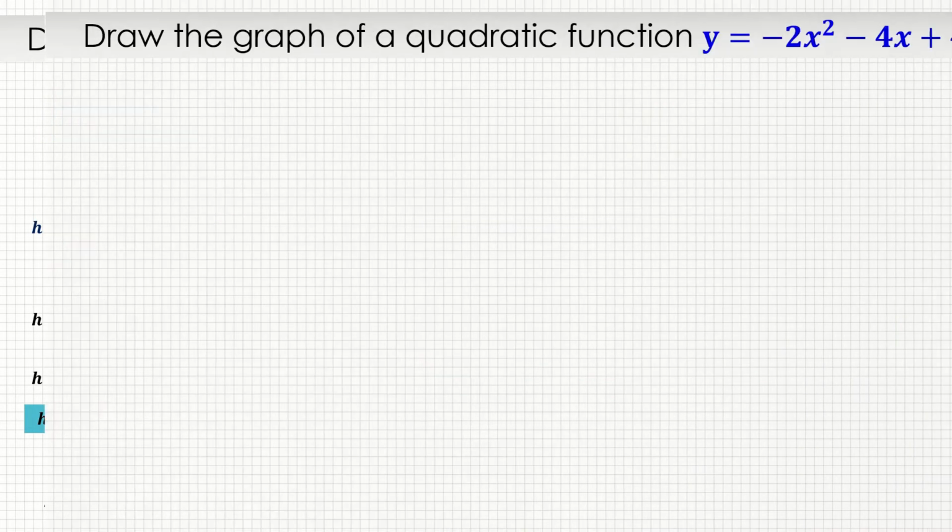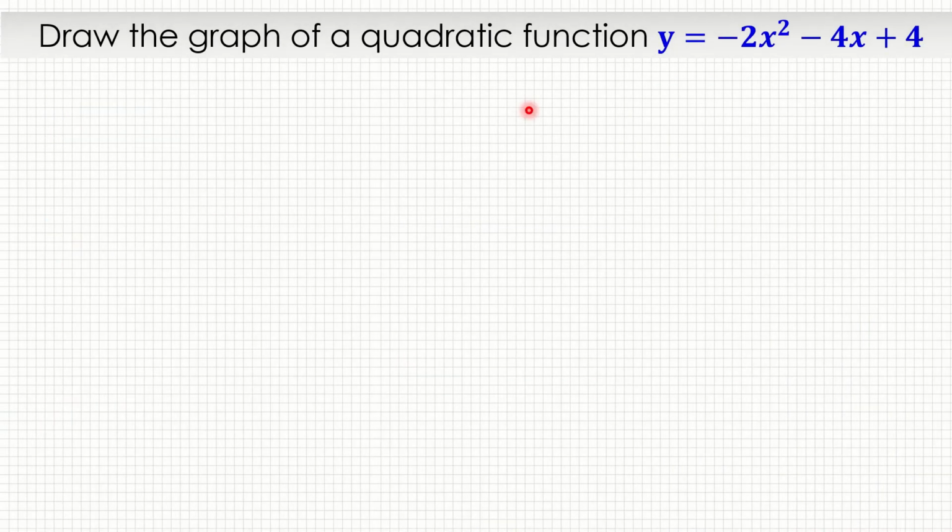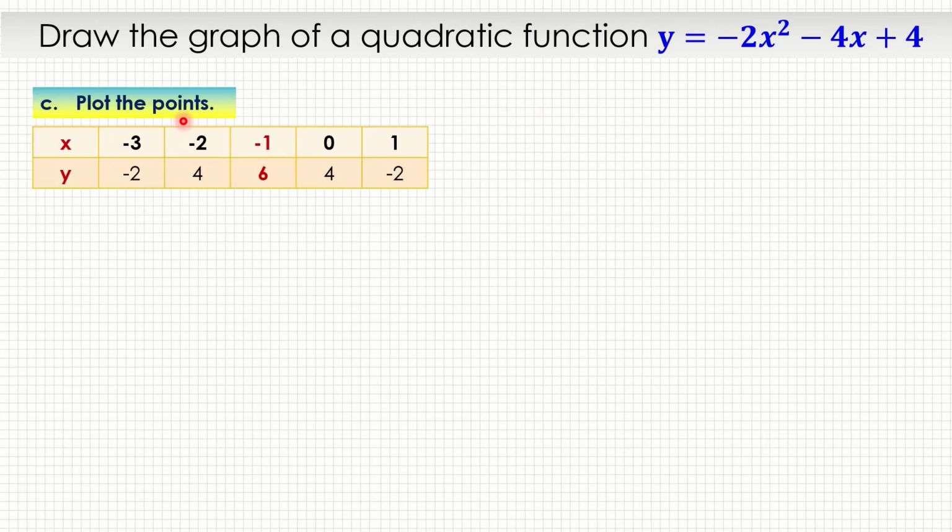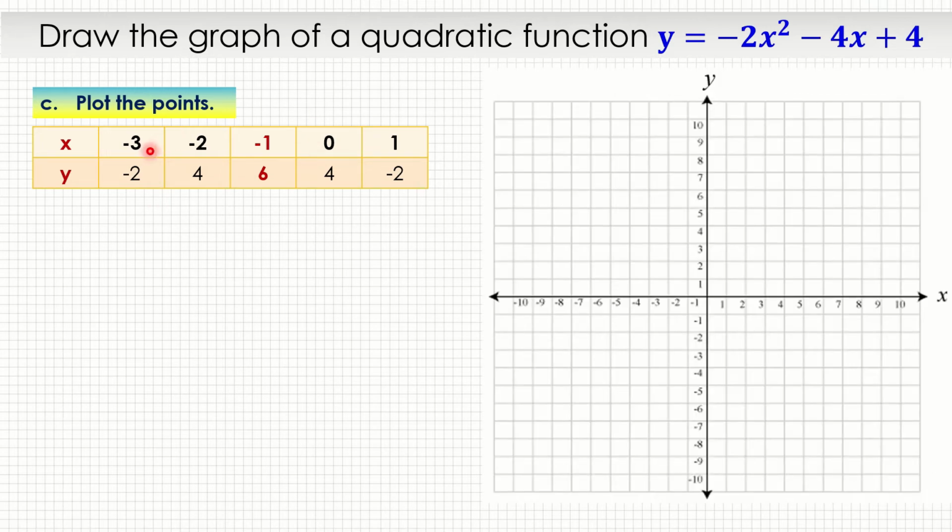So, let us move on with our third step, which is to plot the points to our Cartesian plane using the tables that we obtained in our previous activity. So from here, let us plot -3 and -2. So that will be the graph, followed by -2 and +4. Okay, -1 and +6, 0 and +4, and 1 and -2.